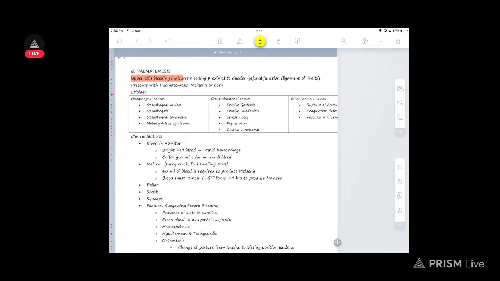It is hematemesis. If it is beyond that, it will be changed. The form of the blood will be changed, so it will be something different.